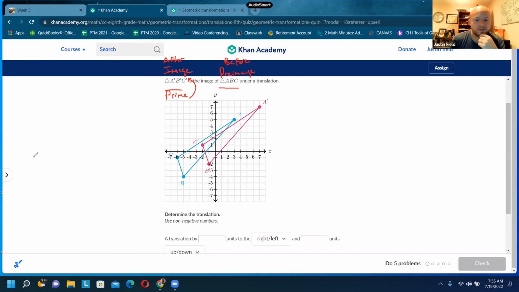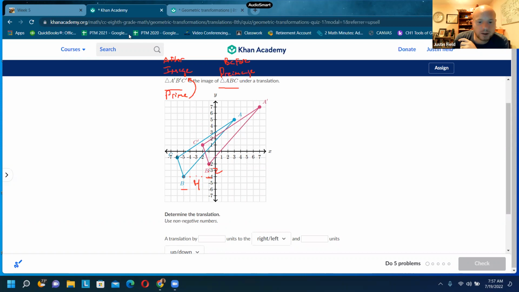And so let's determine the translation from the pre-image to the image. So the blue is the pre-image. We can just take one pair of corresponding points and look at the movement between them. If I start at B down here, how many left, right, and how many up, down do I have to go to get to B prime? Let's count. 1, 2, 3, 4. So 4 to the right and 1, 2 up. That's it. We go 4 to the right and 2 up. That's all you got to do.